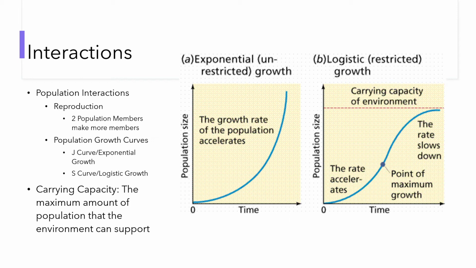What happens when it goes beyond it is that the population is going to die off and go down below the carrying capacity, basically teetering back and forth around that line. When we look at actual populations, that's what we see in the real world. It goes beyond the carrying capacity, then they die off a little bit, and then they grow, and they die off, and they basically float around that line.